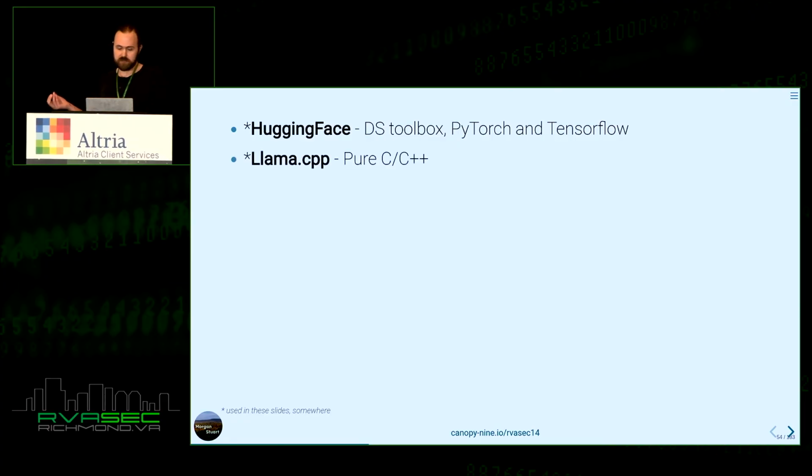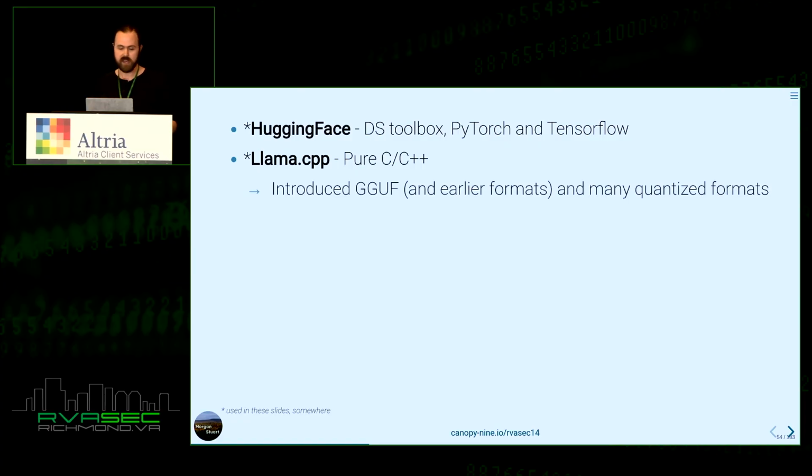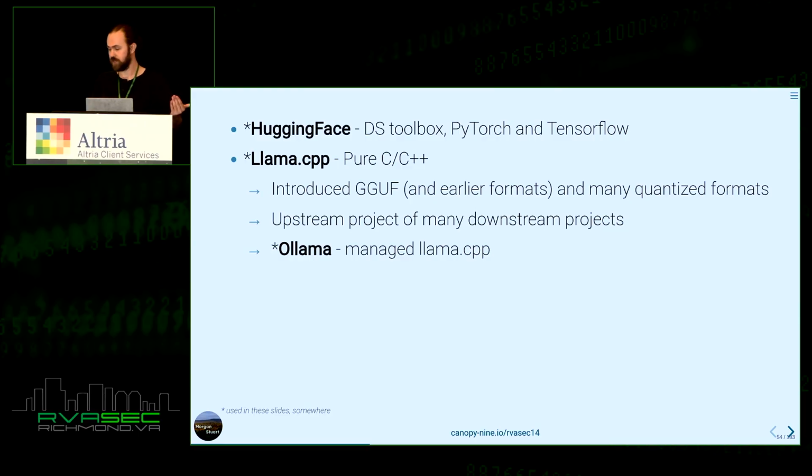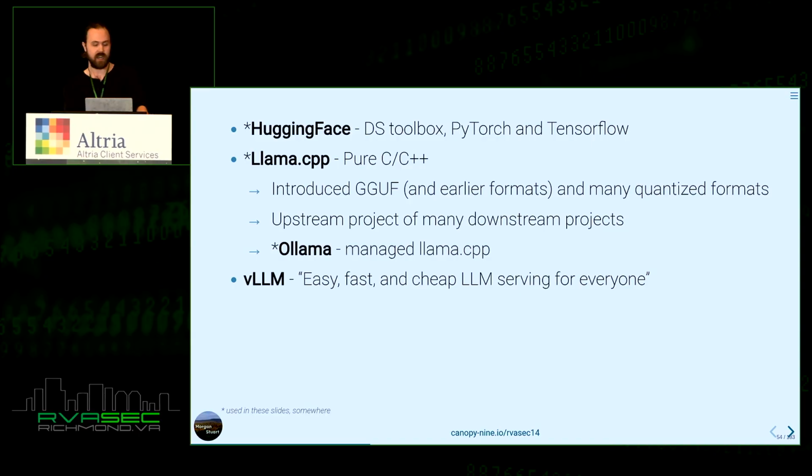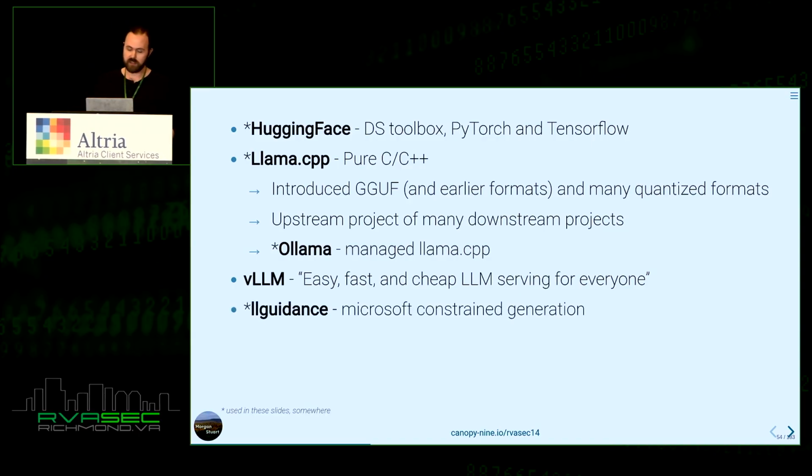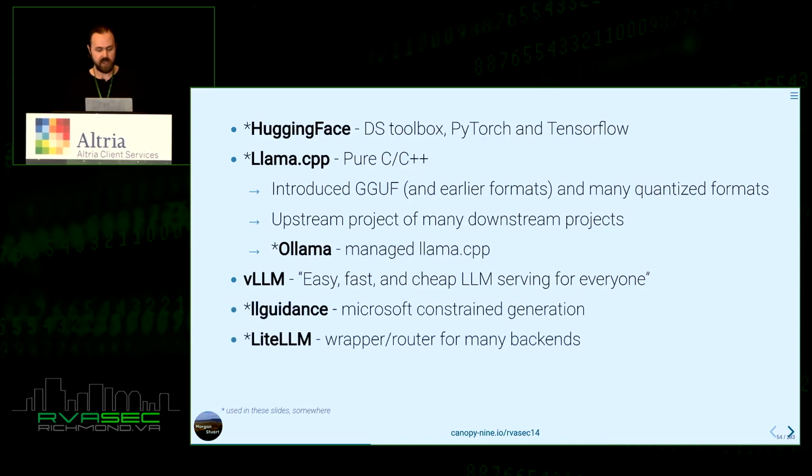Llama CPP is really one of the bigger players in this space. It's pure C, C++. They have a lot. They introduced the GGUF. They have a lot of downstream projects. Ollama is a downstream project. It's basically managed Llama CPP, and it's really powerful. So if you get nothing out of this, maybe just go home and install Ollama and start playing around with these things. But there are other options like LLM. I haven't really used it much. LLM guidance, we'll see this later in the slides, and LiteLLM we'll also see briefly.